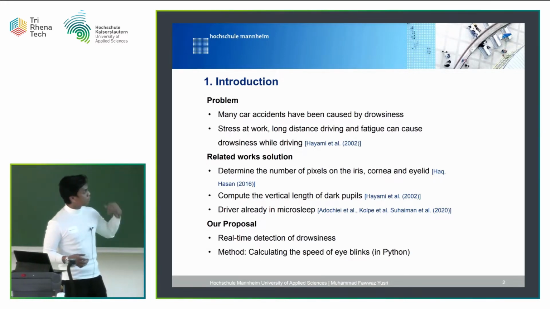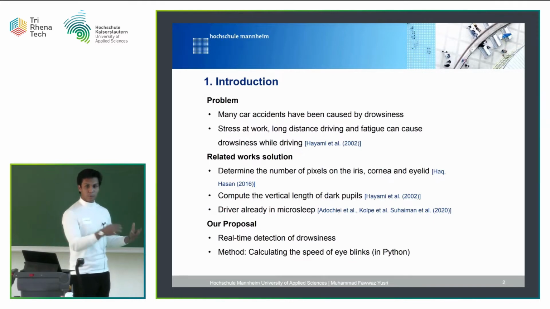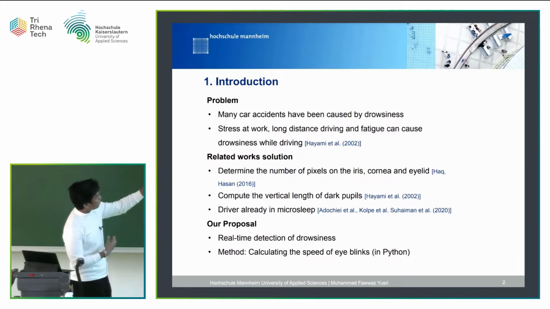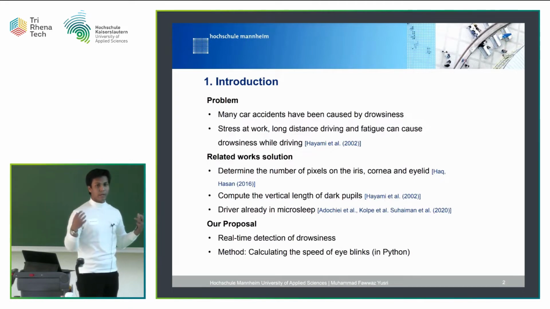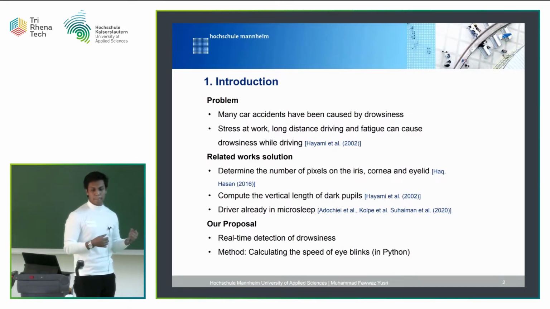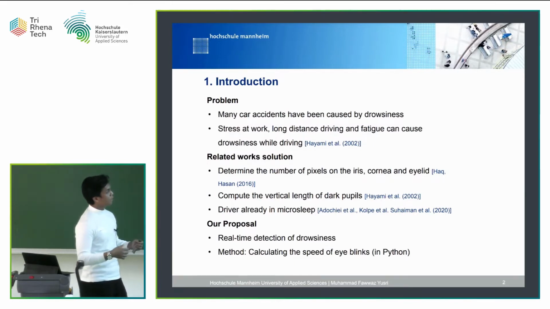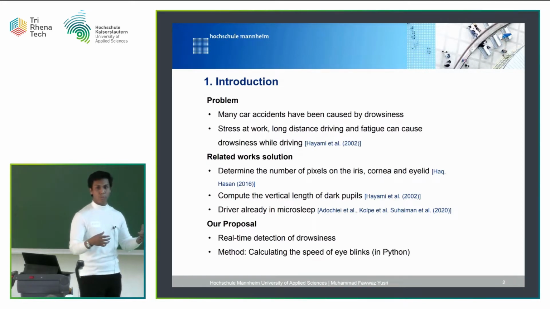So there were a lot of researchers about this topic to detect drowsiness. However, for example, they tried to calculate the number of pixels of the iris, cornea, etc. However, there is a problem with this research because they are able to detect drowsiness only after the driver has already fallen into microsleep.